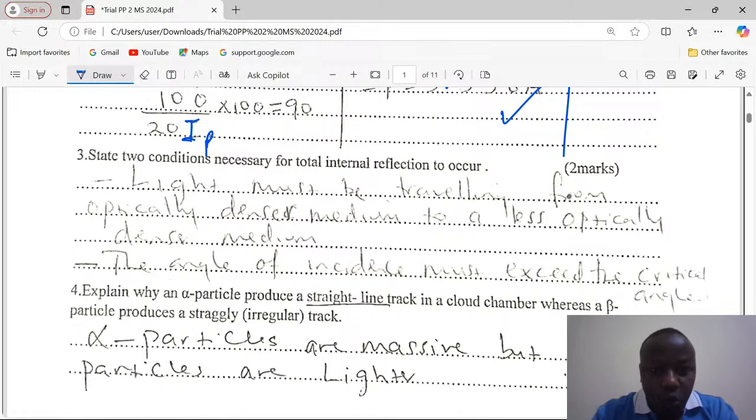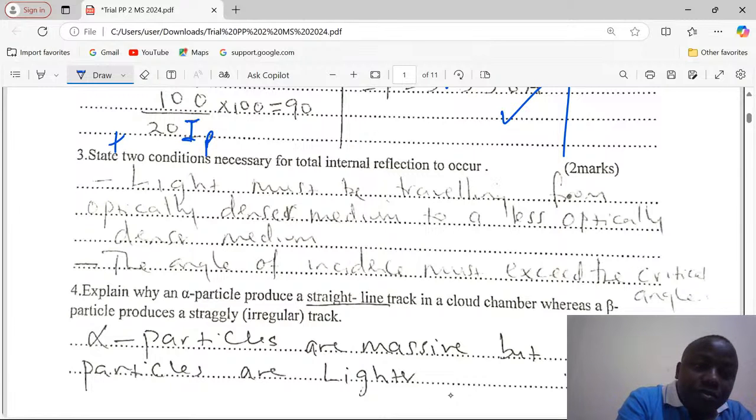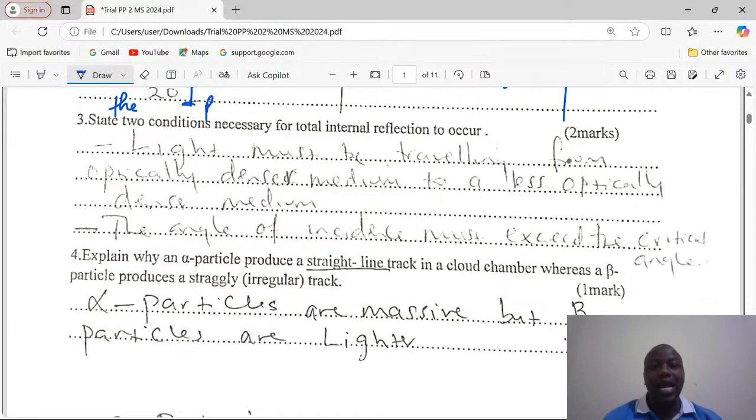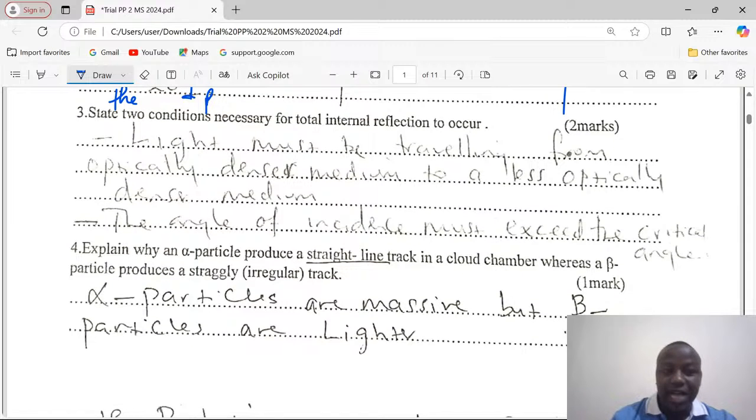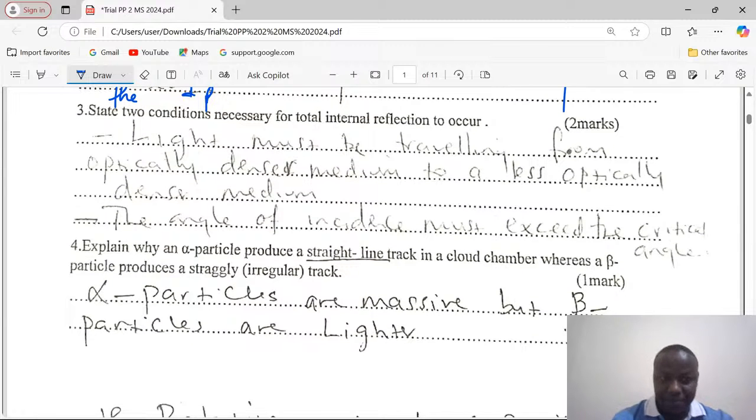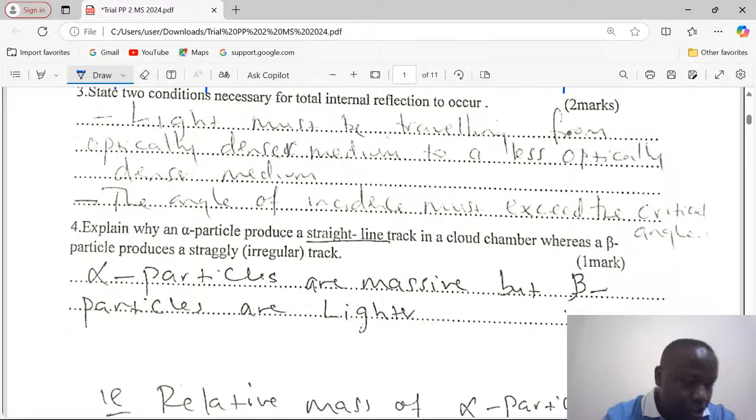Okay, state two conditions for total internal reflection to occur. Actually, the examiner would have just gone to directly state the two. We can even say the two, because there are only two conditions that must align for total internal reflection to occur. One, light must be traveling from an optically denser medium to a less optically dense medium. That is the first condition.